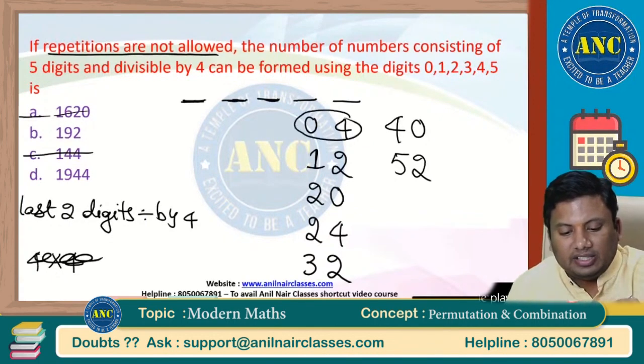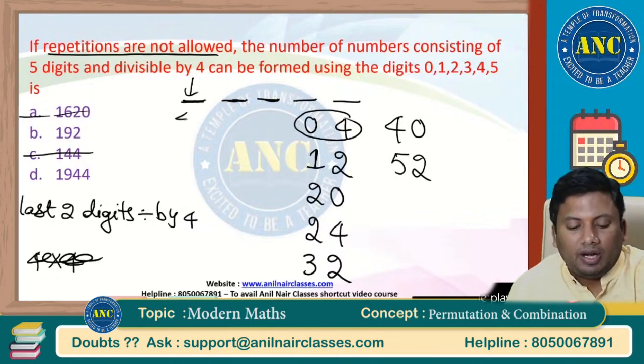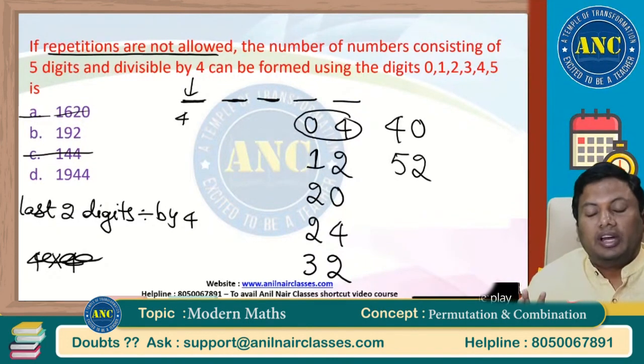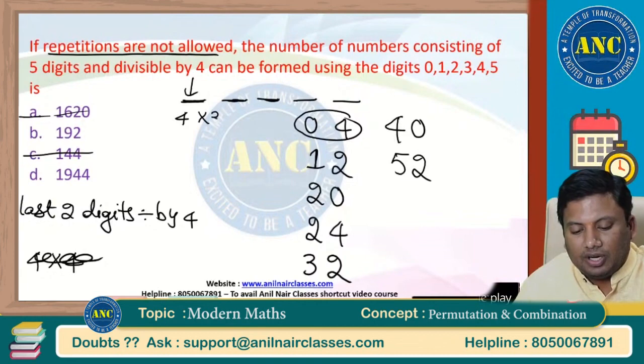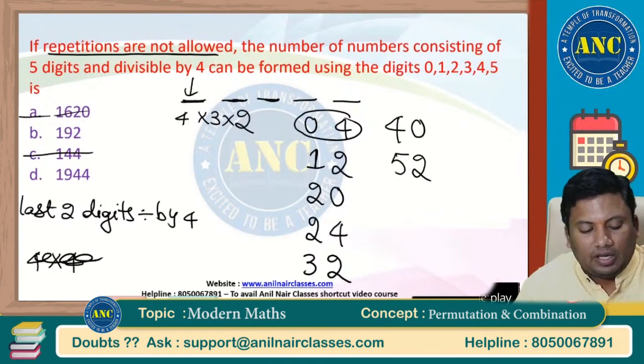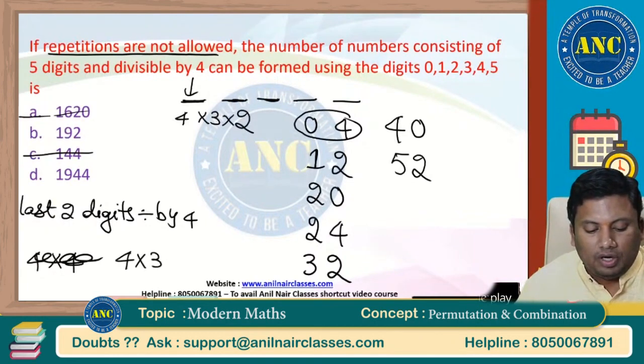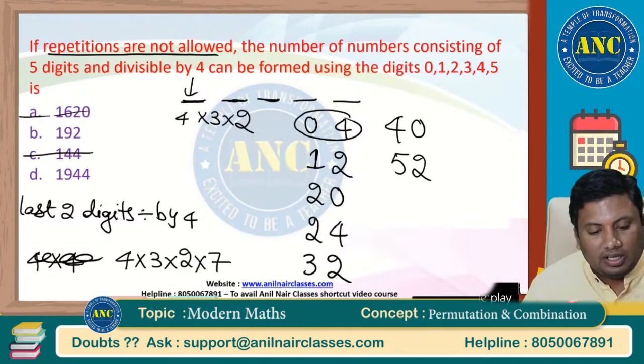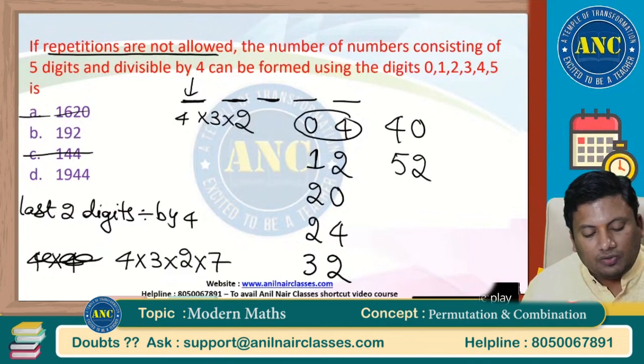Here 2 digits it is there. Here any one out of the 4 digits will come. 3 digits are fixed. Again remaining 3 will come. Again 2 will come. So answer is 4 into 3 into 2 into 7. So these are nothing but 4 3s are 12, 12 2s are 24, 24 7s are 168.